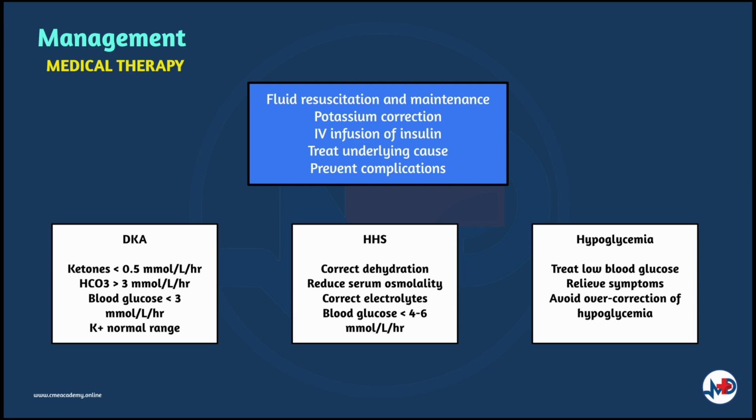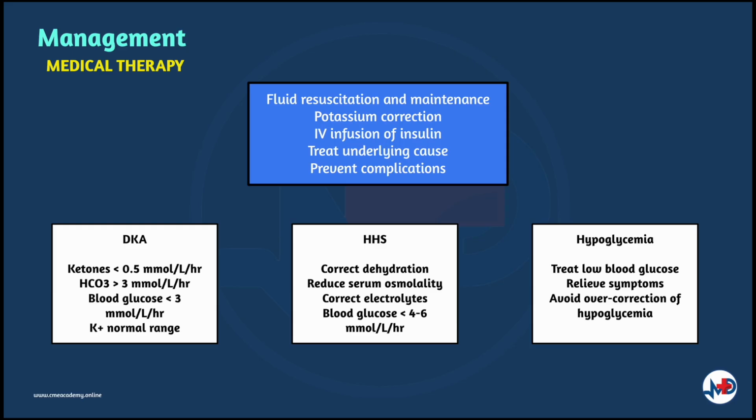Next, let's take a look at the medical management of these conditions. The general principles for hyperglycemic emergencies would be fluid resuscitation and fluid maintenance therapy with potassium correction in order to improve the intravascular component and maintain normal serum potassium levels. Then an intravenous infusion of insulin should also be administered. Generally, you need to treat any underlying cause and take appropriate measures to prevent any complications.